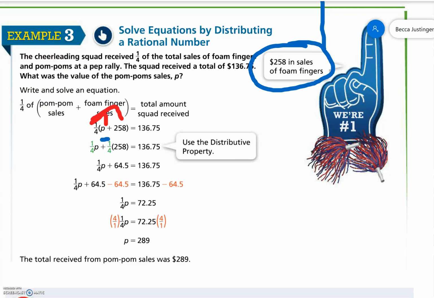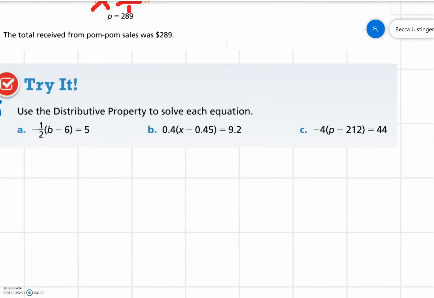To get rid of the 64.5, we subtract it on both sides. So 1/4 P equals 72.25. Now we can divide by a fraction, or we can multiply by the reciprocal. Remember, reciprocal is one of our vocab words. It means the fraction flipped. So we're going to multiply both sides by 4/1. That cross cancels, and you could put 72.25/1. Multiply across, and P equals 289. So the total received from pom-pom sales was $289.